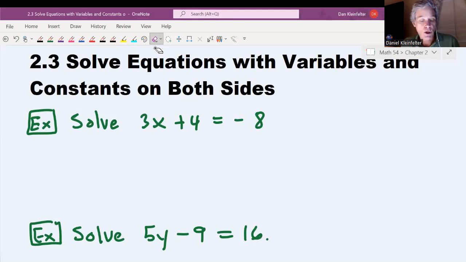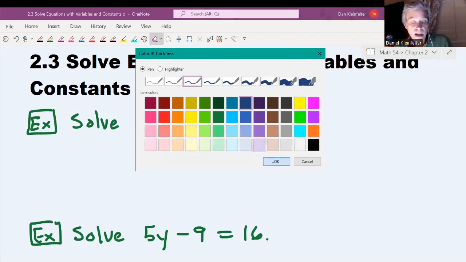So here, should I divide by 3? Should I take away 4? What should I do? If you know what to do, go for it. If not, here's how to figure out what you should do.